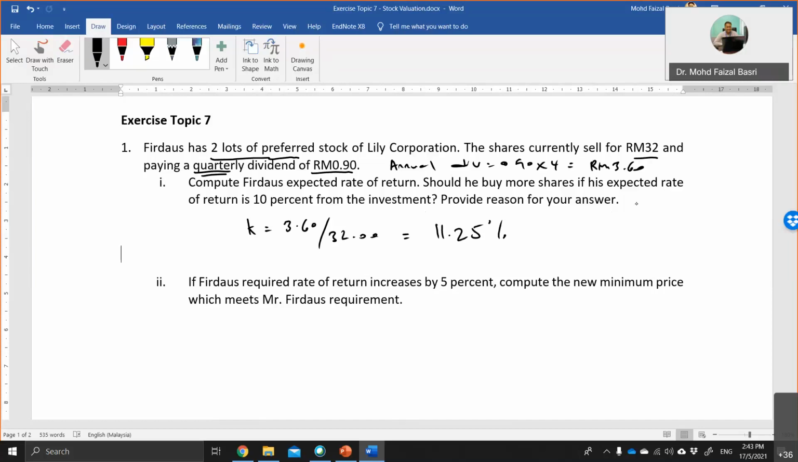So the question asks, should Firdaus buy more shares if his expected return is 10%? Okay, his expected return is 10%, and this preferred stocks provide you with 11.25%. So what would be your suggestion? Okay, should he buy more? Yes.